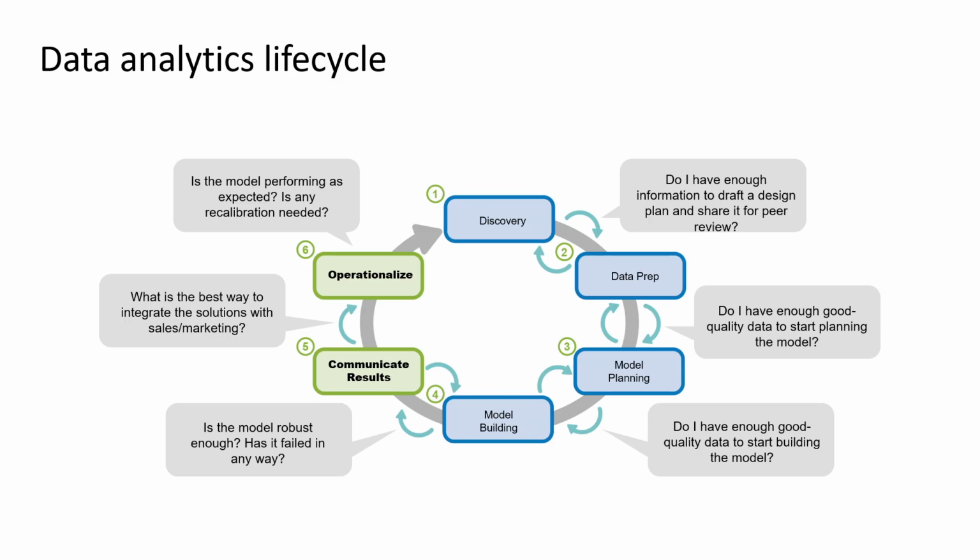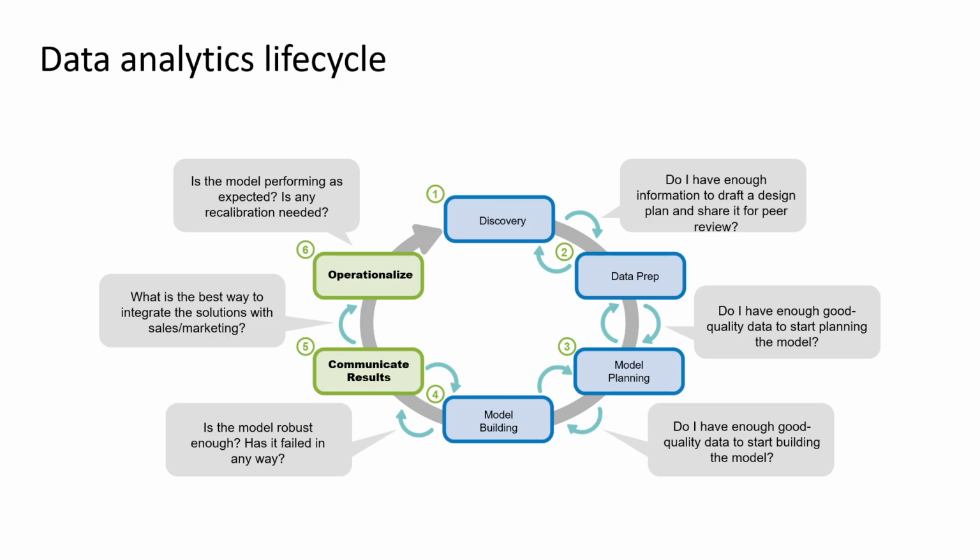So these are important steps. For example, after you created your model, you want to ask some questions of yourself. Is the model that I've built robust enough? Has it failed in any way? If it is not robust enough, you need to go back to your model planning, even data preparation, and try to make it more robust. Is there anything that you could change? Is it not working for a specific class? So you need to work with your model to make sure that it is a good model.